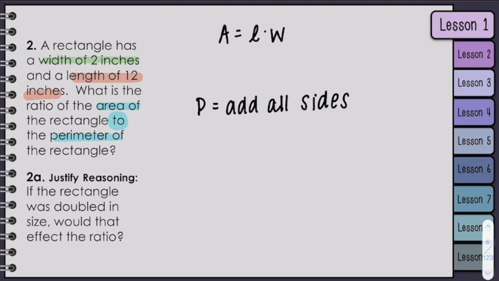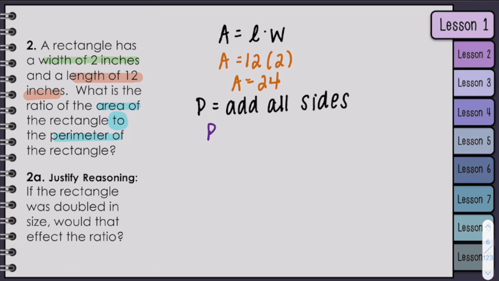If you need to actually draw out the rectangle, you should. If not, you don't have to. So here is your area. Area equals length times width. So we have 12 times 2, and that's going to give us 24 as our area.